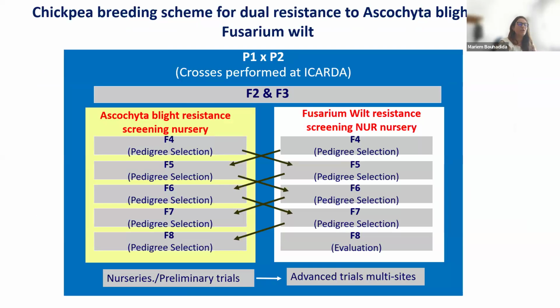Selected plants are advanced through progeny rows, where lines selected in the Ascochyta nursery are also tested the following year in the Fusarium screening nursery, and vice versa. Once the F8 generation is reached, the candidate lines enter multi-location yield trials, and we identify the most agronomically superior genotypes. The best performing lines are then proposed for release based on their resistance to disease, their agronomic performance, and their nutritional quality.